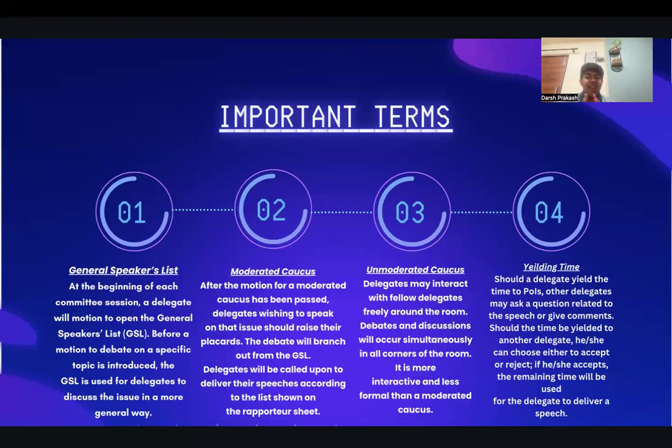non-suspendable, which means it will never end during the committee. It will keep on taking place on both days of the committee. With this, I mean that all the delegates would not be taken up in one go only. For example, if there are 20 people in one committee, right?